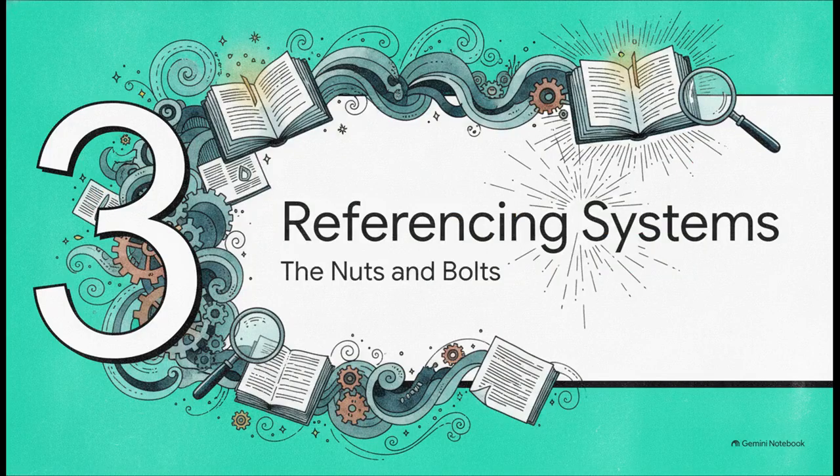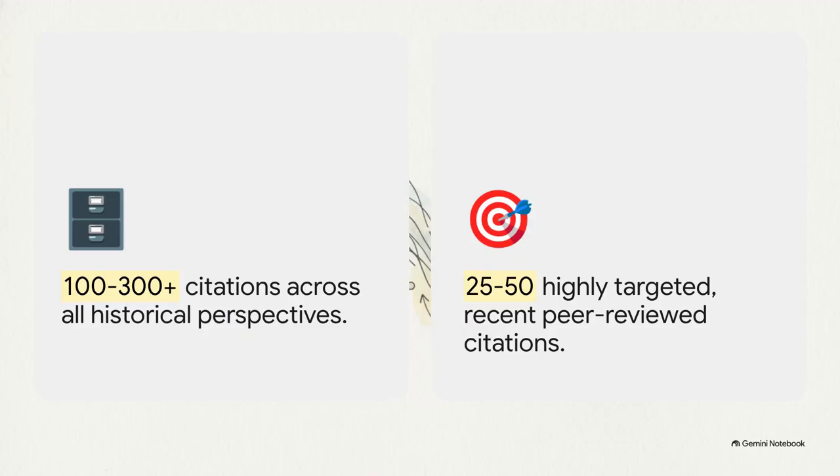Let's move into Section 3, academic referencing systems, the nuts and bolts. Before we even talk about specific styles, just note how drastically the pure volume of references shrinks here. Moving from a masterwork thesis to a focused journal piece means going from 100 to over 300 exhaustive citations down to a tight list of just 25 to 50.